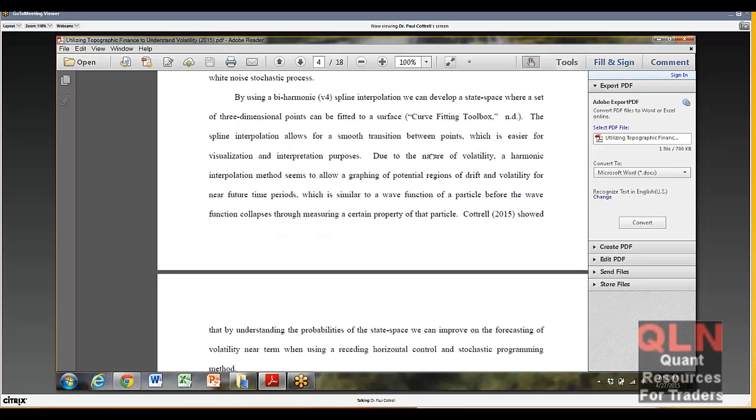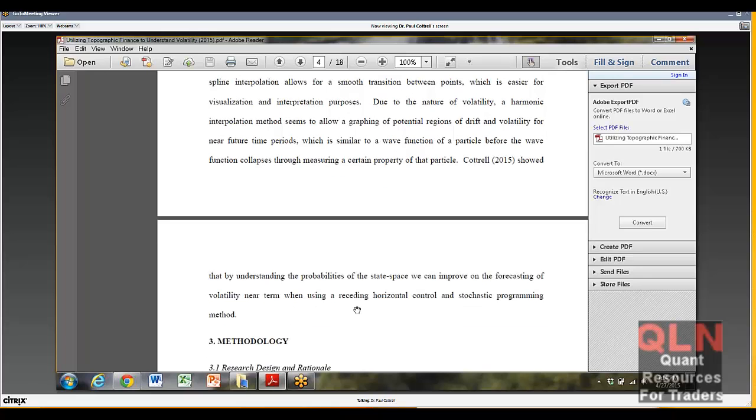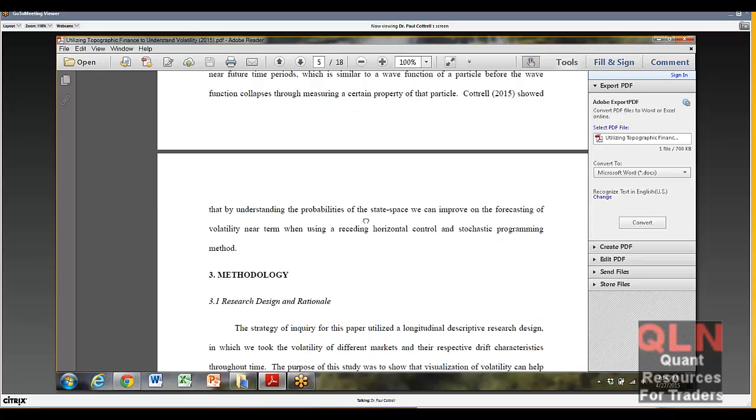And then I cite some of my research mentioning how you could understand the market and its state spaces and the probabilities to improve forecasting through volatility using the receding horizon control and stochastic programming method. That's part of my dissertation.